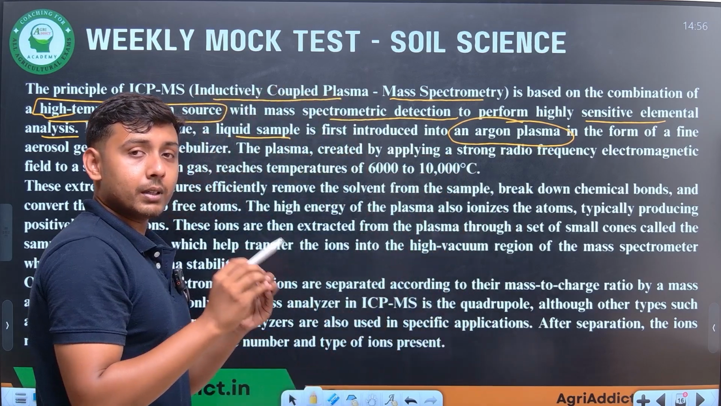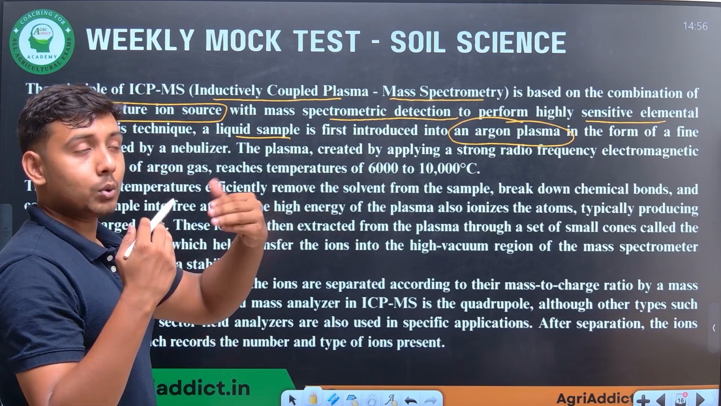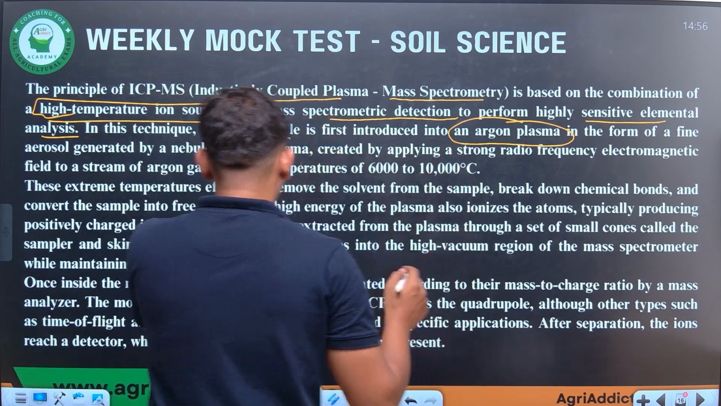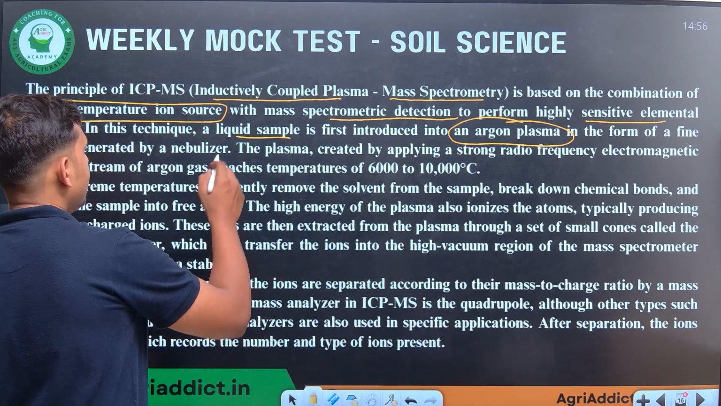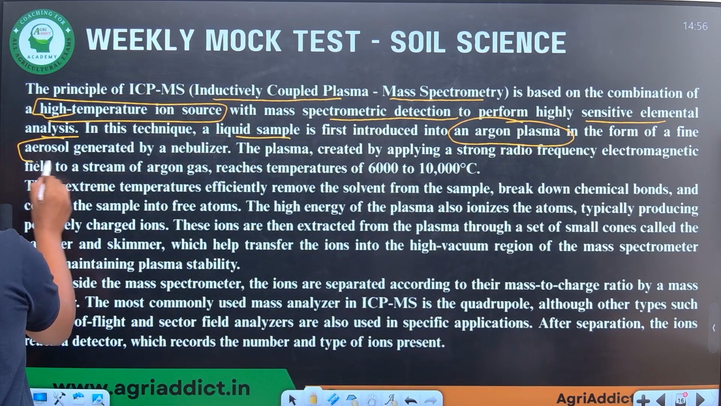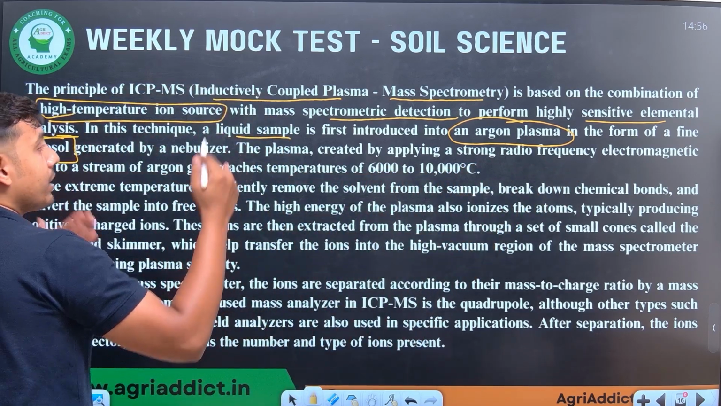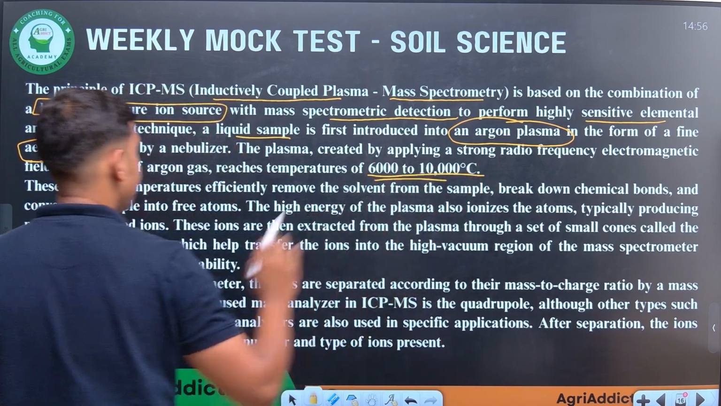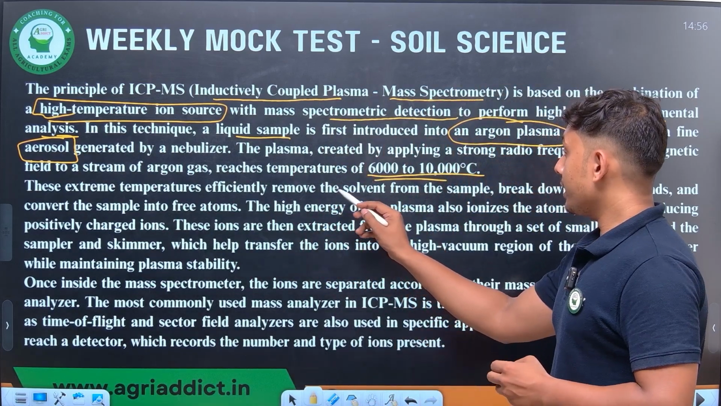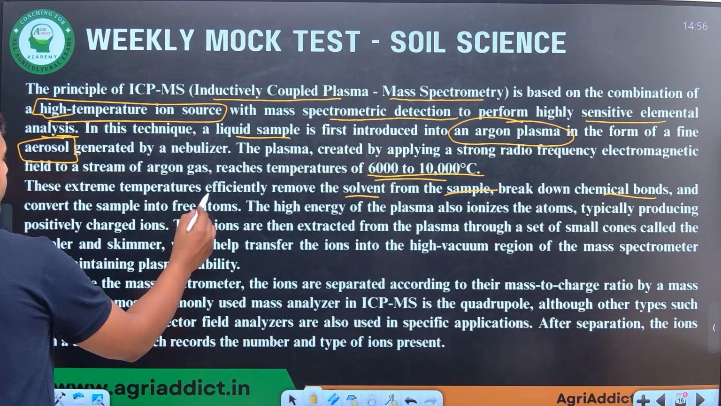So try to remember those points and understand that whatever I am underlining, those questions can come individually also in a direct form. So the liquid sample is first introduced to an argon plasma in the form of a fine aerosol, and the plasma is created by applying a strong radio frequency, the temperature reaches around 6000 to 10,000 degrees Celsius. These extreme temperatures, what will they do? This will remove the solvent from the sample and break down the chemical bonds, and by that free atoms will be generated.